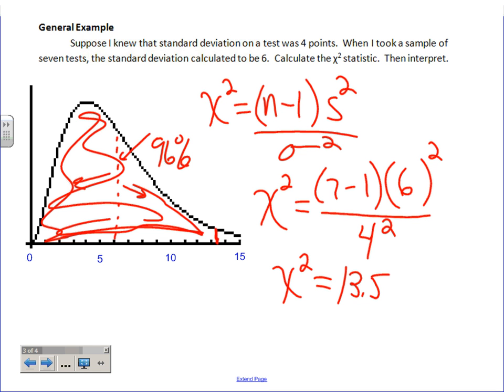96% is in there. So what that means is if I did this a bunch of times, I would expect my standard deviation to be 6 or less 96% of the time. Or more than 6, I would only expect that to happen 4% of the time. Now, does that make sense? If I did all my tests and I found the standard deviation was 4, would it be very likely to take a sample of just 7 and have the sample standard deviation be 6? Is that really possible? Yeah, it could happen. But is it very likely? Not really. But 96% of the time it's going to be less than that. Okay? Yes, questions?